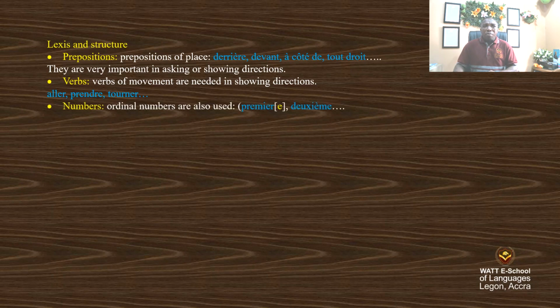Numbers. Ordinal numbers are also needed, like premier, deuxième, troisième, and so on. So we say ordinal numbers. It means that they are in order, like first, second, third. Adverbs. Adverb of place, où, ici, là-bas. So these are the adverbs that you need to indicate a place. That's the lesson of how you can indicate a place or give direction.